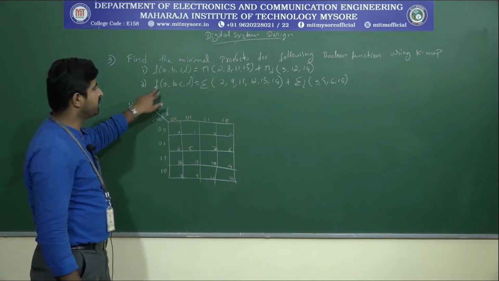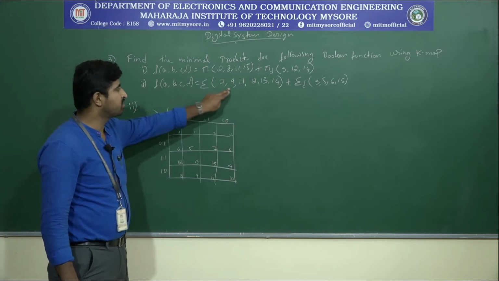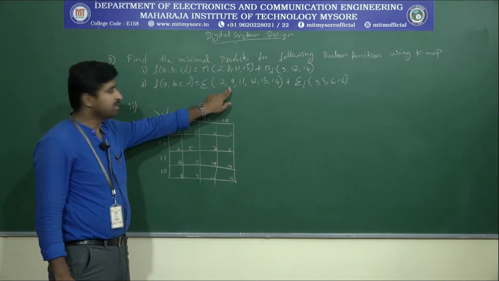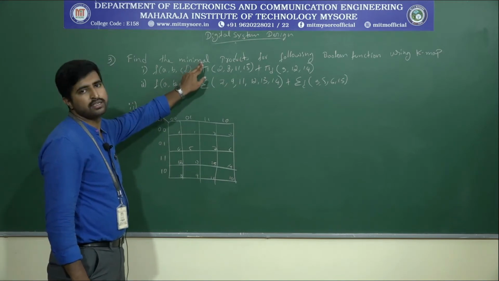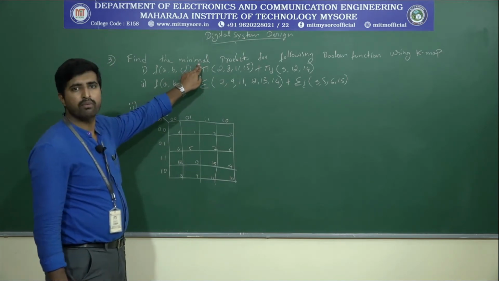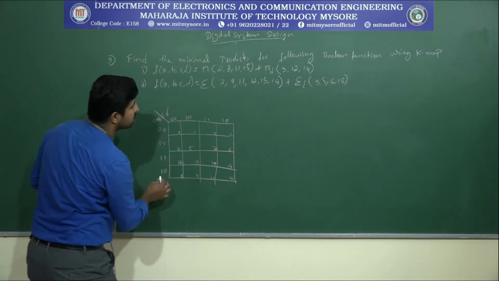So function of ABCD equals to summation. They have given the summation. That means we need to place the logic ones for these corresponding cells. Okay, but when you are grouping, we need to group a 0 because we need a minimal product expression. Okay, so let's complete the K map.